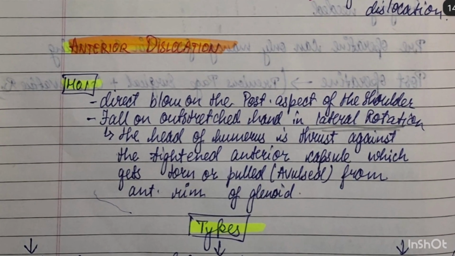The mechanism of injury for anterior dislocation is a direct blow on the posterior aspect of the shoulder, or a fall on the outstretched hand in lateral rotation. You have to remember all this. Usually when there is a fall on the outstretched hand in lateral rotation, the head of the humerus is thrust against the tightened anterior capsule, which gets torn or pulled, that is, avulsed from the anterior rim of the glenoid.